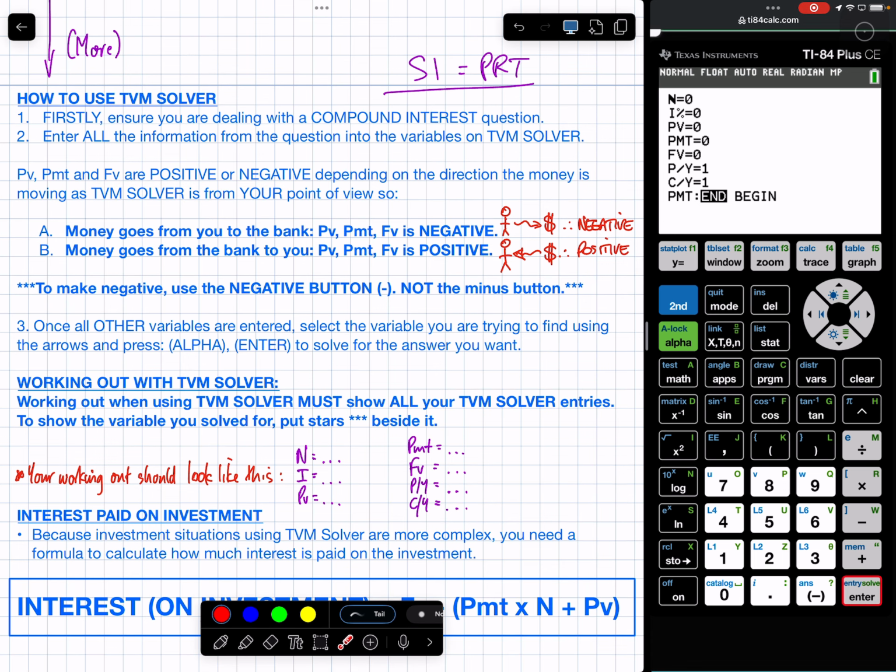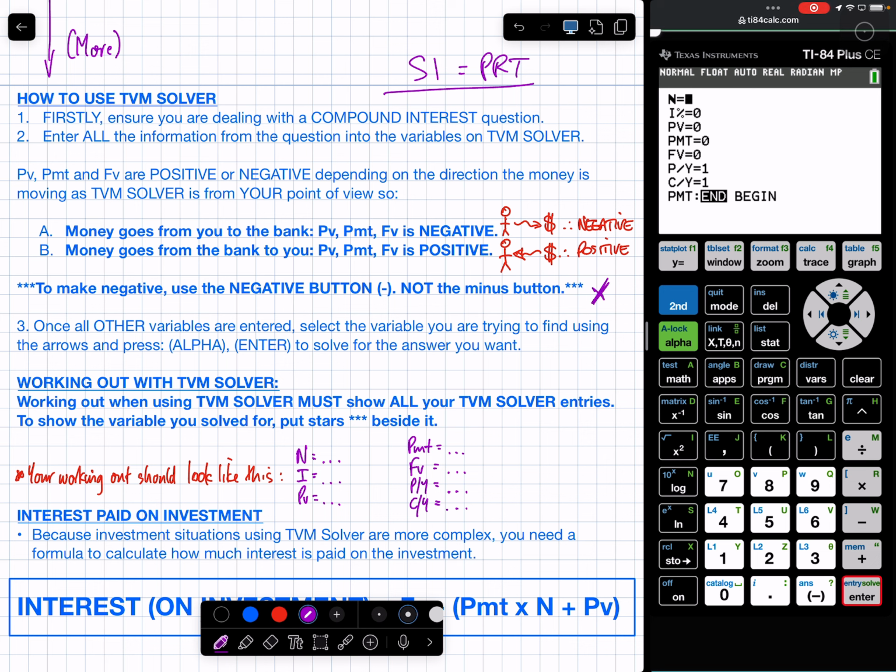So if the money is going from you into the bank, those numbers need to be negative because the money is exiting your wallet and is going into the bank to sit for a while. So the sign would be negative if the money goes to the bank. If the money comes out of the bank and goes to you, those numbers will be positive. So get that little section down.